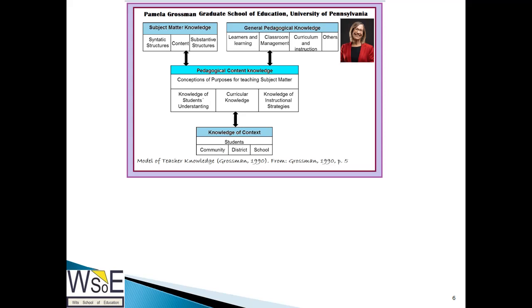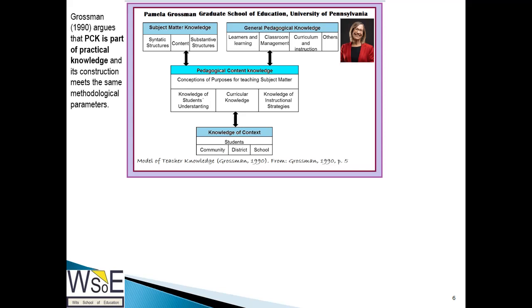And that then fed into your knowledge of the context. The students, the community, the district, and the school would then have an influence on your pedagogical content knowledge, because you might have to choose different instructional strategies based on your context, for example. So this was her model of teacher knowledge presented in 1990.